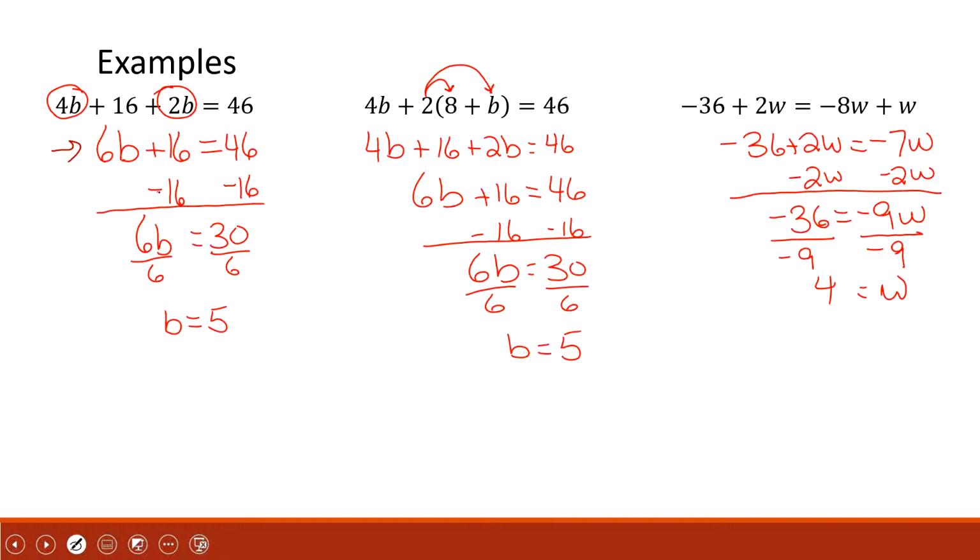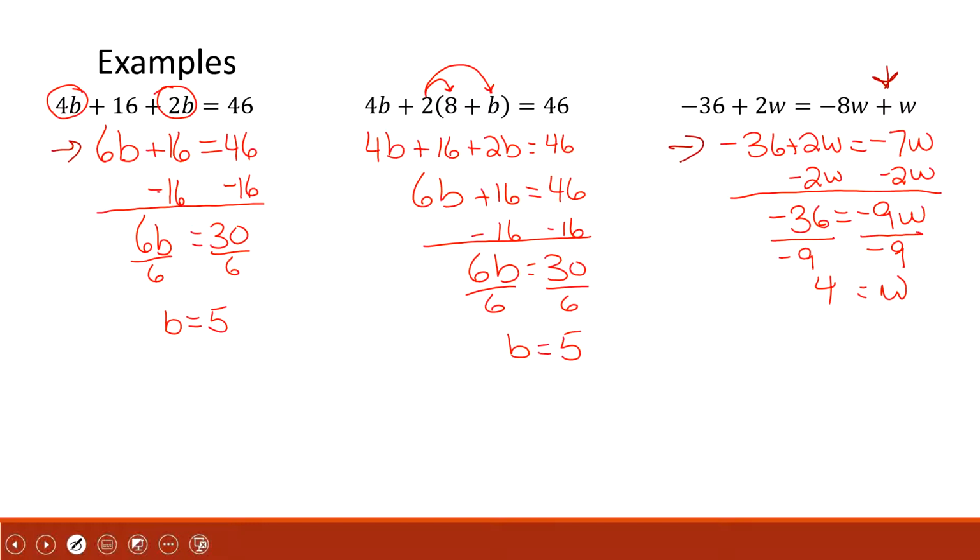Our last example, we have minus 36 plus 2w equals negative 8w plus w. So we're going to combine our like terms on this side of our equation first. We combine the minus 8w and the plus w to give us minus 7w. So our new equation is minus 36 plus 2w equals negative 7w. Now we want to get all the w's, all the variables, on one side, so you'll subtract 2w from both sides. To do that, we end up with negative 36 equals negative 9w.